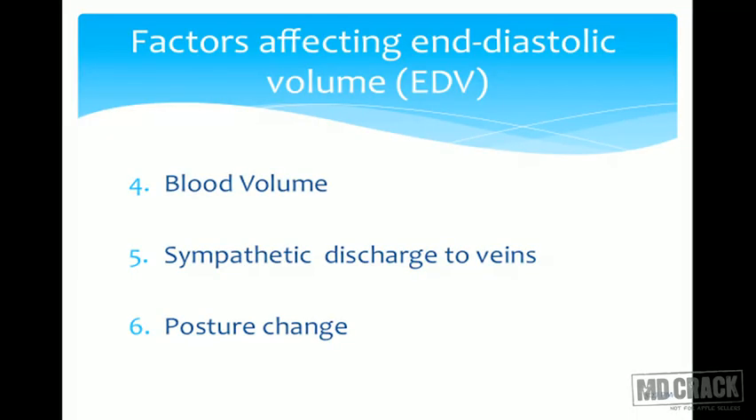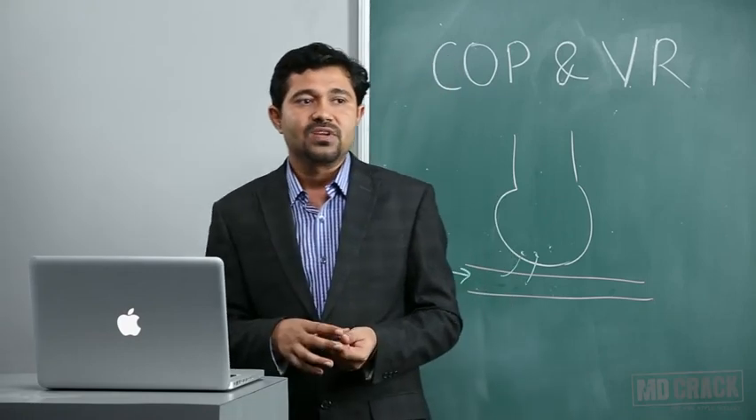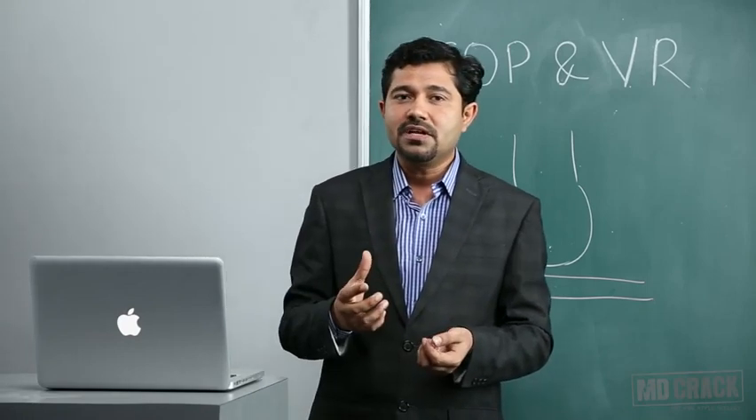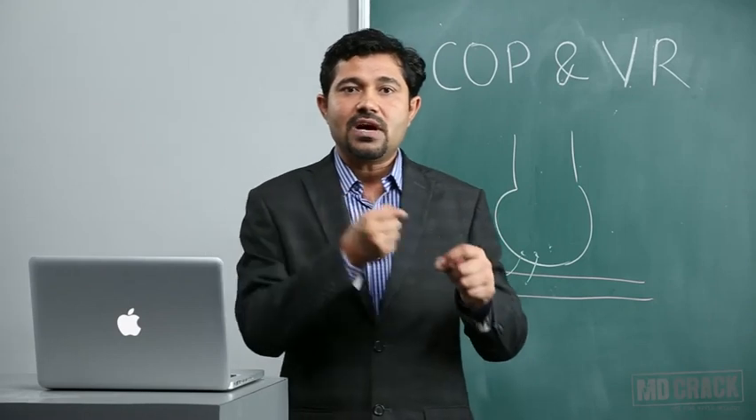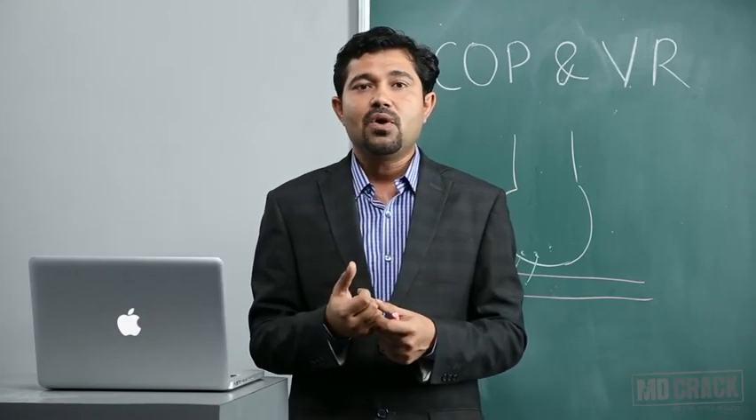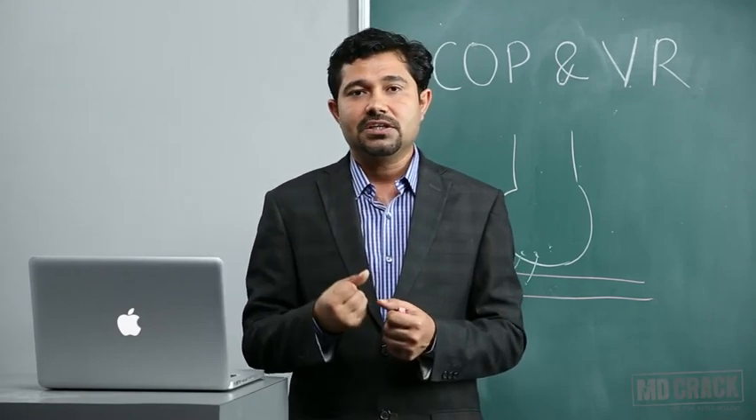Increase or decrease in blood volume. If there is an increase in blood volume, the venous return is going to be increased. If there is a decrease in blood volume, the venous return is going to be decreased. Sympathetic discharge to the veins. Now this remains a very important factor. If the body wants to shift the blood from the venous system into the arterial system, what will the body do? The body will cause severe venoconstriction.